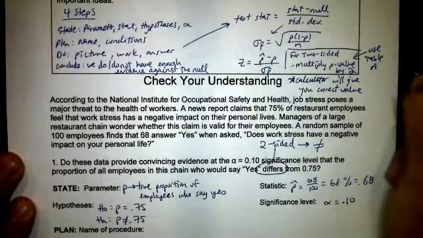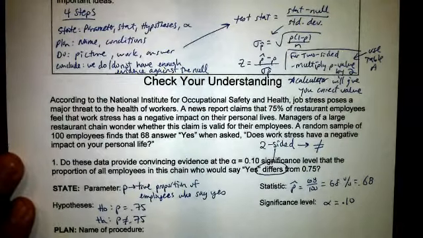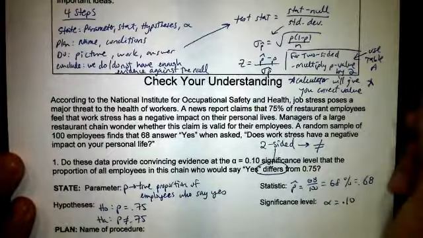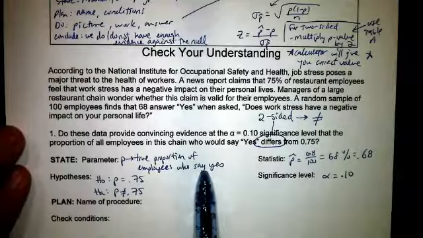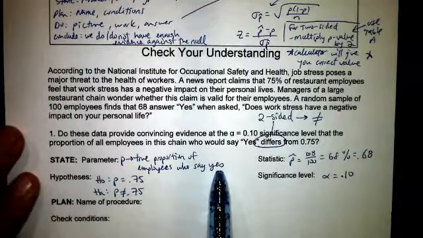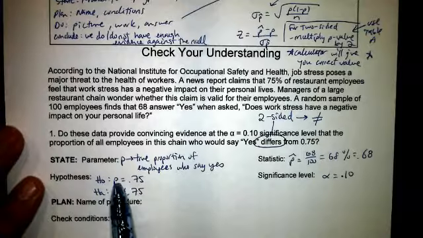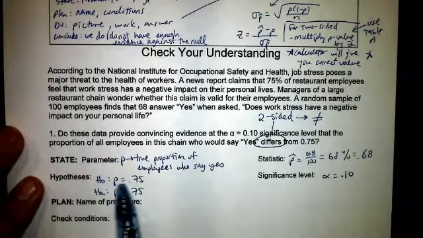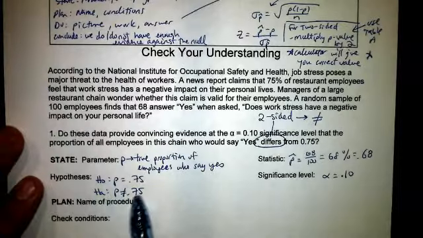So our parameter here is going to be the true proportion of employees who say yes, that work has a negative impact on their personal life. Our null hypothesis is that 75% would say yes. Our alternative hypothesis is that not 75% say that. Our statistic p-hat is going to be 68 out of 100, 68% or 0.68, and we're looking at the significance level of 10% here.